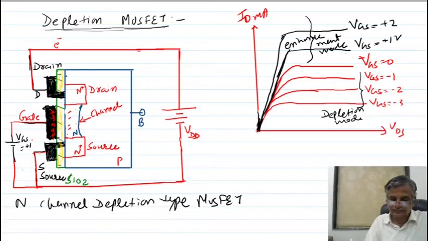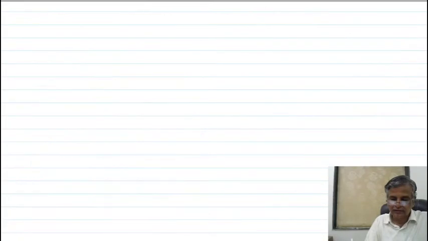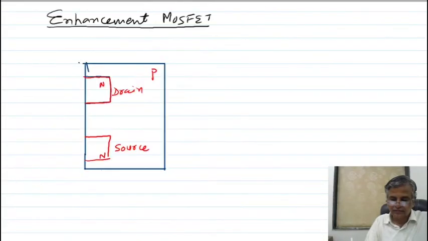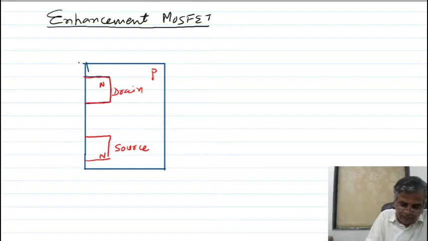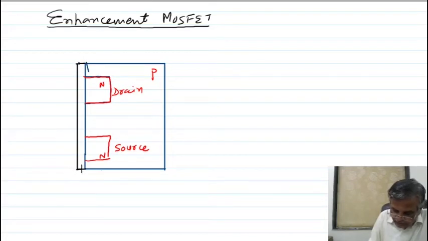In an enhancement MOSFET, there is no continuous channel. This is a SiO2 layer. A thin layer, very very thin. Remember, it is a very thin layer. It may be easily punctured, you know.